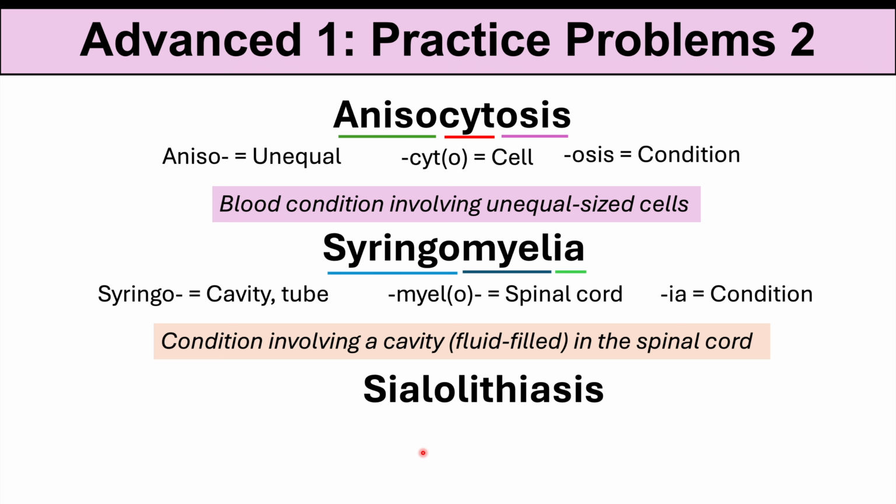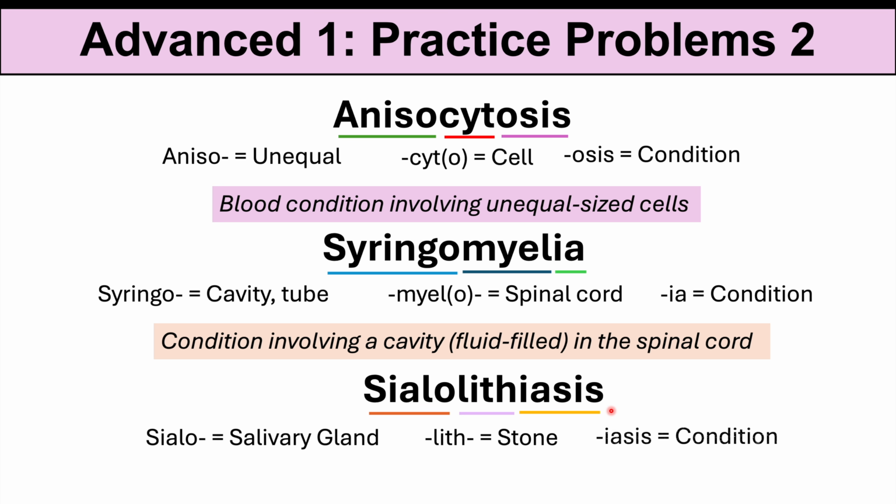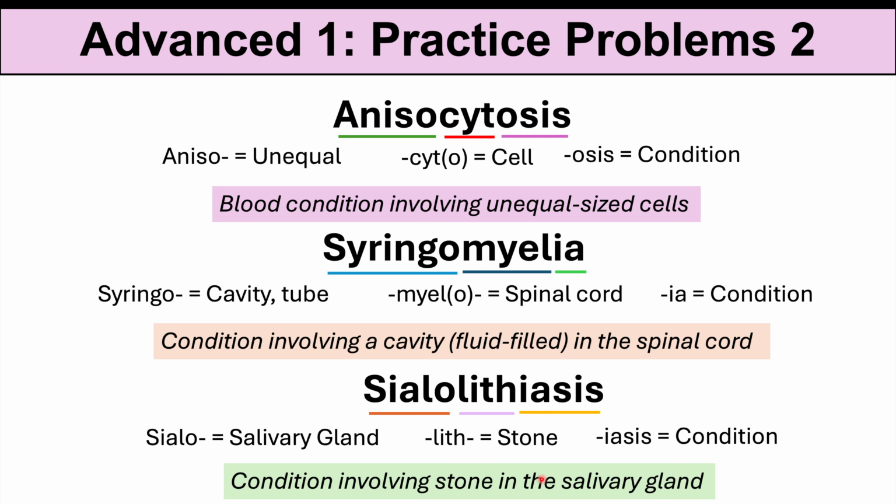The next practice problem we're going to look at is sialolithiasis. So try this out. Again, we're going to break it down piece by piece. Sialo refers to salivary gland. Lith refers to stone. And iasis is a suffix meaning condition. So again, if we put it all together, sialolithiasis is a condition involving a stone in the salivary gland. So it's a condition of having salivary gland stones. So that's what sialolithiasis means.